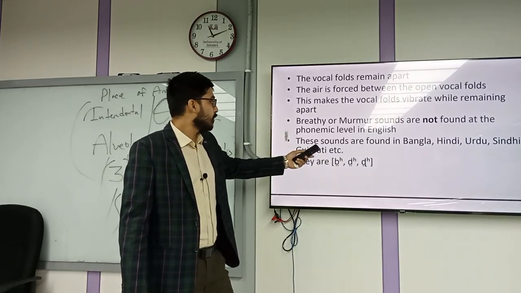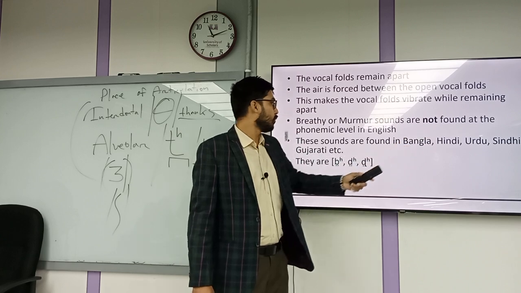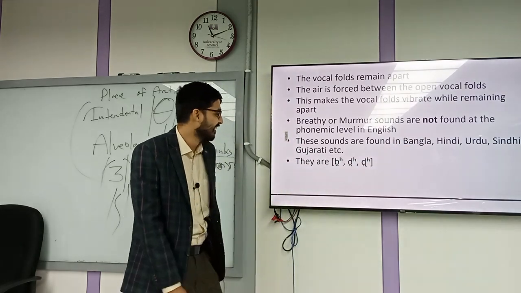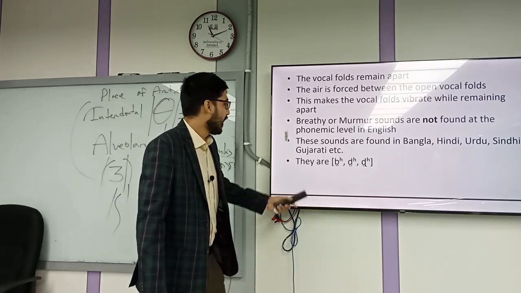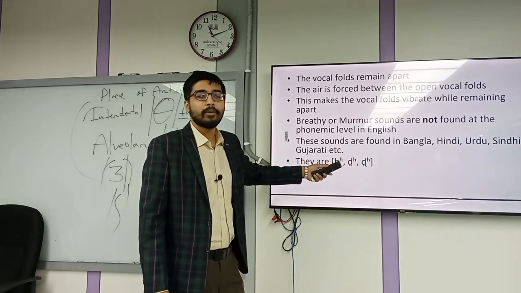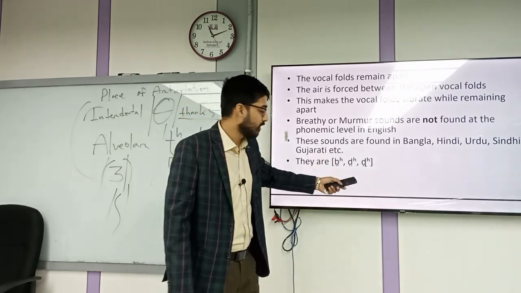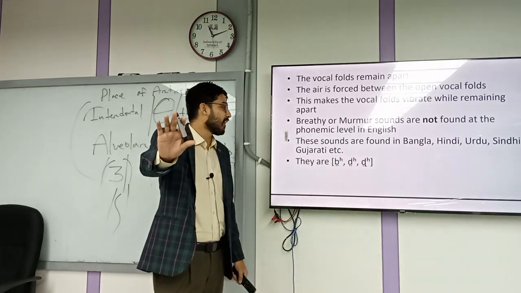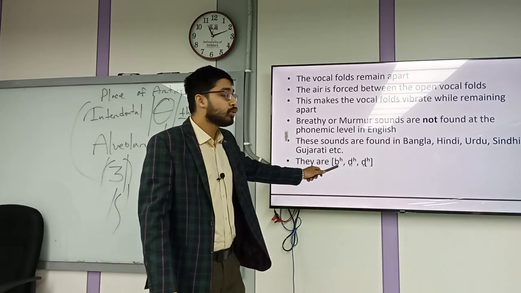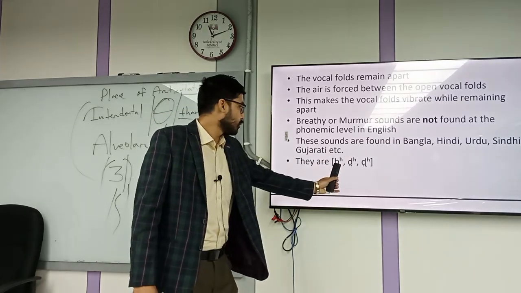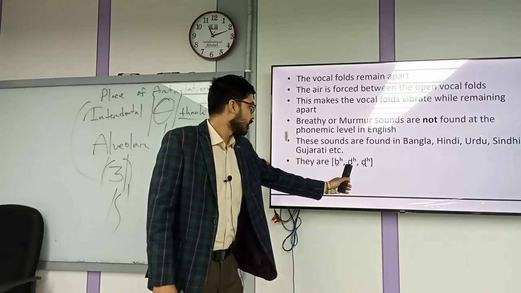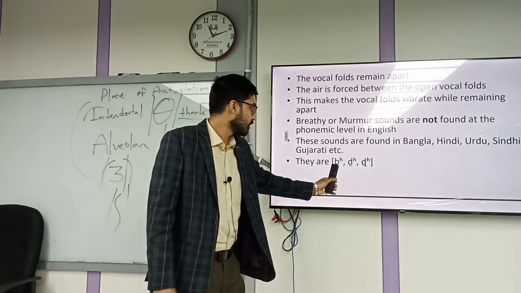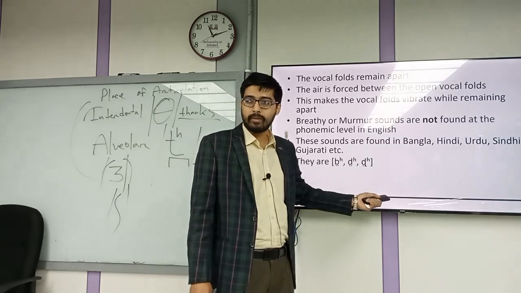These sounds are found in Bangla, Hindi, Urdu, Sindhi, Gujarati. In horror movies too. Please find those sounds in your books. This one is with two dots, this is without two dots. This is dha, this is dha. And this one may be another one.